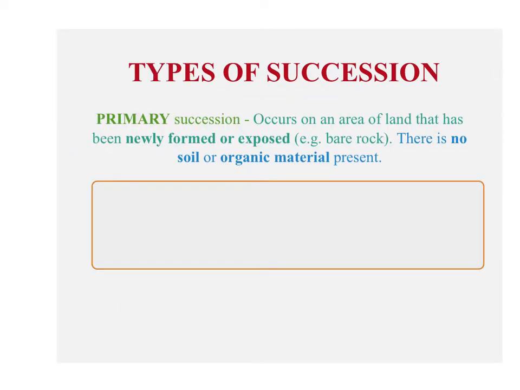Now, there are 2 different types of succession that we need to know about. The first is primary succession, and this is going to occur on an area that's been newly exposed. So maybe some bare rock has cracked open, for example, or perhaps a part of the riverbed has dried up and there's no soil or any other organic carbon-containing material present.